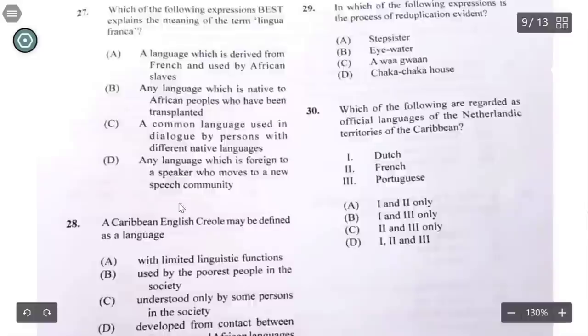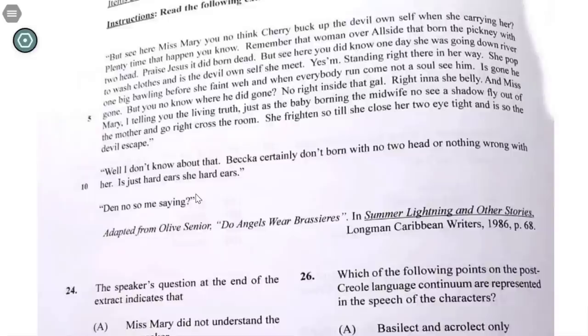But see her, Miss Mary, you're not seeing Cherry buck up the devil own self when she carrying her. Plenty time that happened, you know. Remember that woman over all side that born the pitney with two head? Praise Jesus, it did born dead. But here you did know one day she was going down the river to wash her clothes, and is the devil own self she meets? Yes'm. Standing right there in her way, she pop one big ball in before she faint away, and when everybody run come, not a soul see him. Is gone, he gone? But you don't know where he did gone?